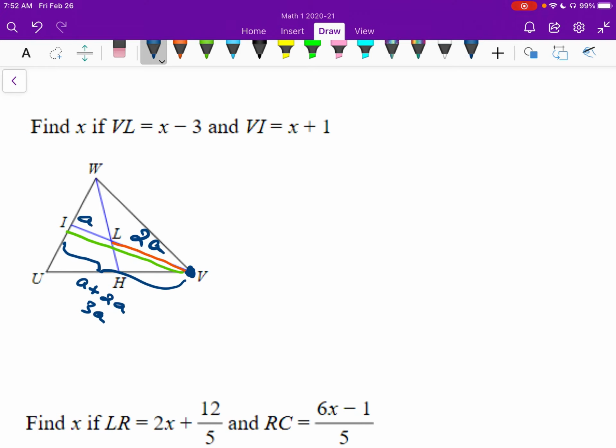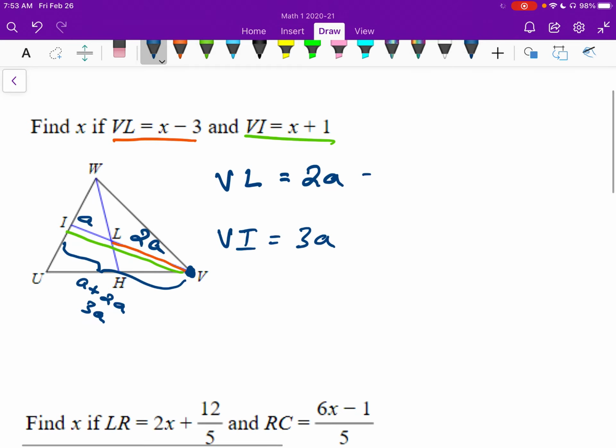So the green, what is the green piece here? Let me underline that. VI, and then the orange is the other one. So I could say, well, VL, that's the orange. It corresponds to the 2A, right? And then VI, well, that's the green. It's the whole thing. So that's 3A. All right. Now we're going to say, well, VL is also x minus 3. VI is also x plus 1.